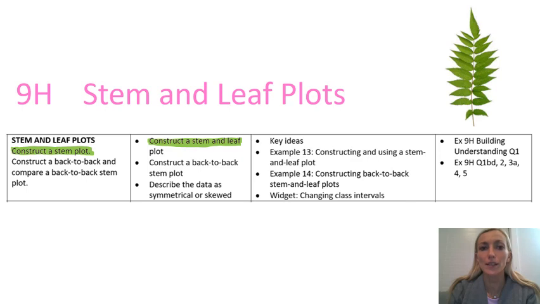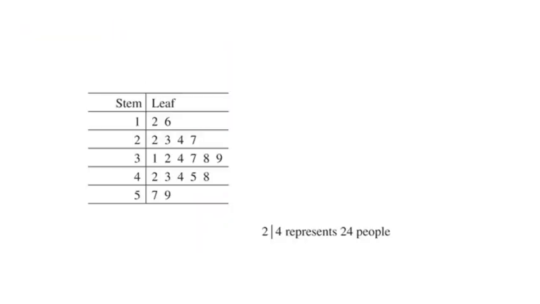Today I want us to make a start on stem and leaf plots. Stem and leaf plots show data in two parts called a stem and a leaf. And they kind of look like a stem and leaves. So this is what a stem and leaf plot actually looks like. The stem shows the first part of the number, and the leaf shows the second part of the number.